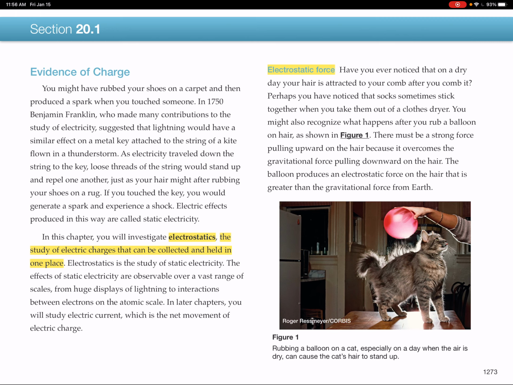If you rub hair with a rubber balloon, you'll see that there's charge transferred between the hair and the rubber. There will be an attractive force. You can see in this case the fur of the cat is being attracted toward the rubber balloon. So the electrostatic force is a lot greater than the force of gravity. It's much, much stronger.